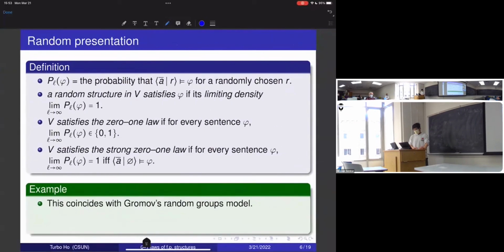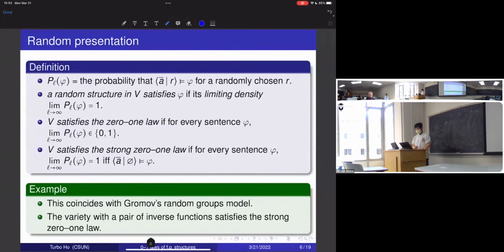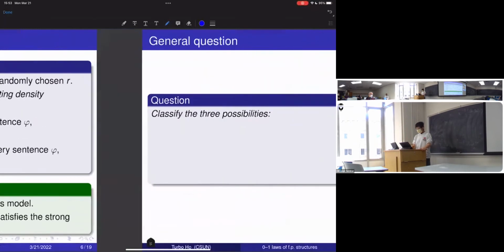Okay. So the first observation is that this really just coincides with Gromov's random groups model, so we're not just coming up with a completely new thing, it really is an extension of what group theorists have been doing. And the second thing is, using this language, we can say that the variety of a pair of inverse functions satisfies the strong zero-one law. Okay. Any questions so far? That's the basic stuff. All right.